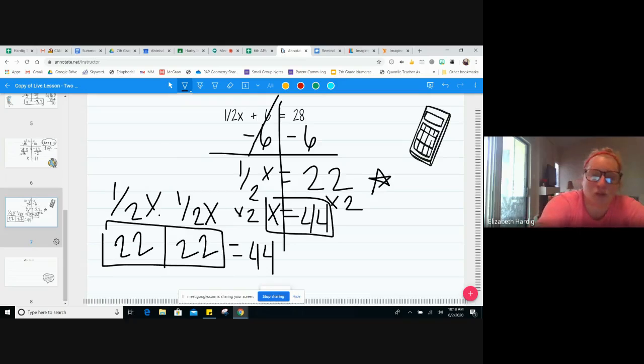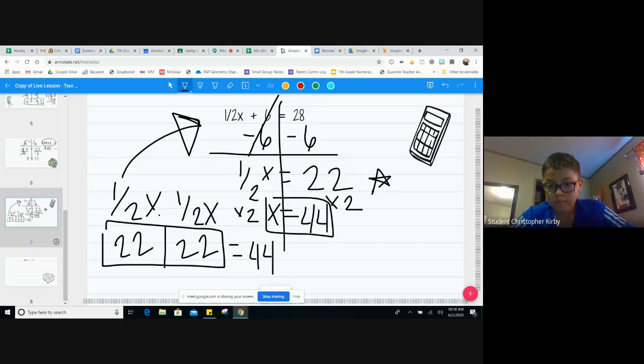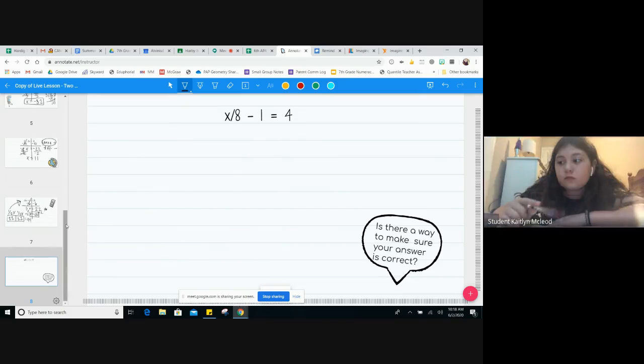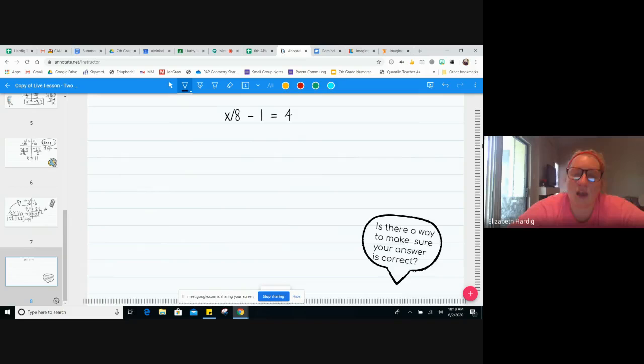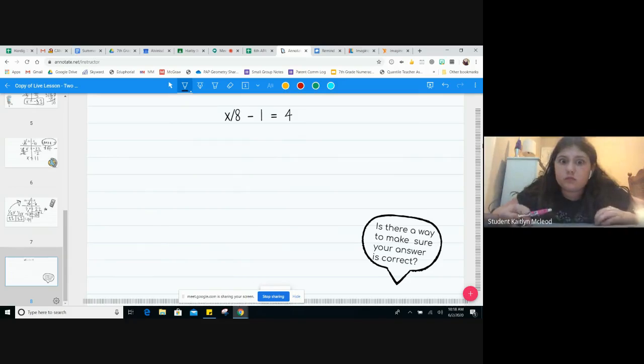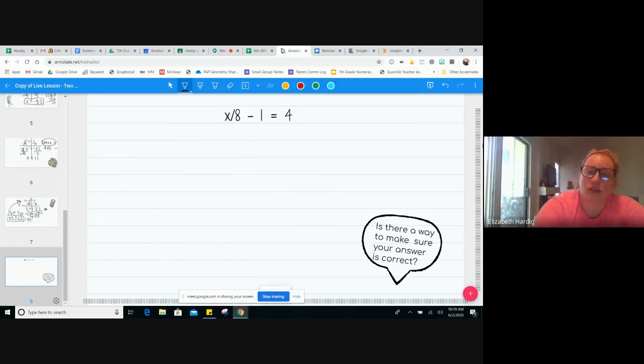Do y'all see how the picture translates to the equation, or does that not make sense? Yes. Okay. Let me know if I'm going too fast, okay? All right, now I have x, and then what does that little slash mean? What operation is that? Do you guys know what that means, the slash?